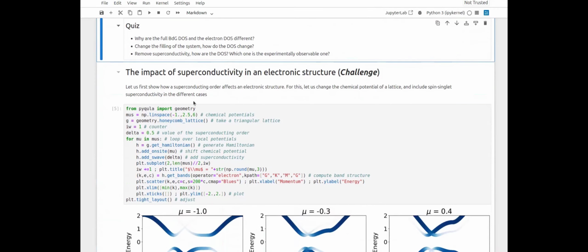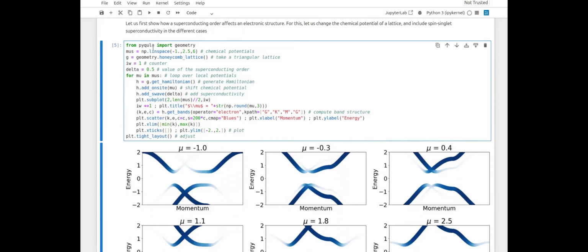Let us move on with the next case, which is the impact of superconductivity in an electronic structure. So we are going to see how the superconducting order affects an electronic structure. And for that, we are going to change the chemical potential of a lattice and see how the electronic structure changes with the chemical potential. So we are going to take a honeycomb lattice, and we are going to put different fillings in the honeycomb lattice that are controlled by a chemical potential.